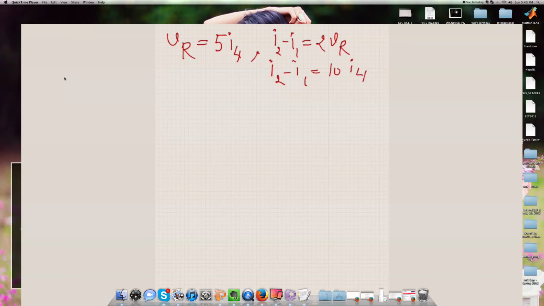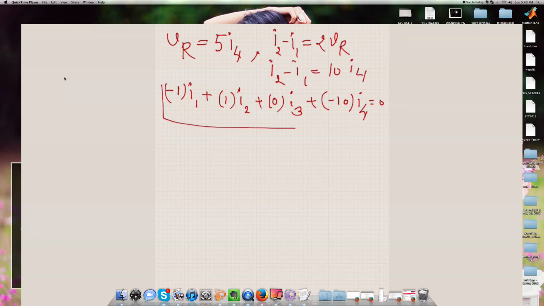So we could express this as minus 1 times I1 plus 1 times I2 plus 0 times I3 plus minus 10 times I4 equals 0. So we will use this expression later in the matrix equation. So let's save this thing in a box.